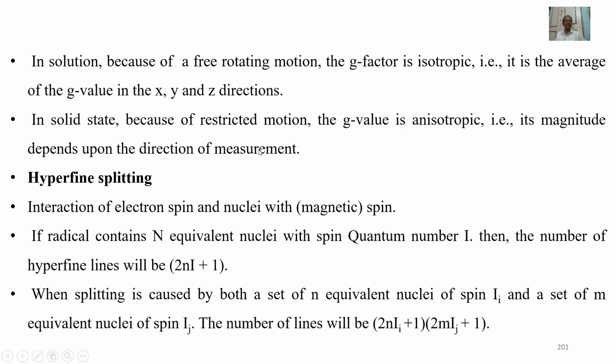Hyperfine splitting: interaction of the electron spin with the magnetic spin of the nuclei. If a radical contains n equivalent nuclei with spin quantum number I, then the number of hyperfine lines will be 2nI + 1. When the splitting is caused by both a set of n equivalent nuclei of spin Ii and a set of m equivalent nuclei of spin Ij, then the number of lines will be (2nIi + 1) times (2mIj + 1).